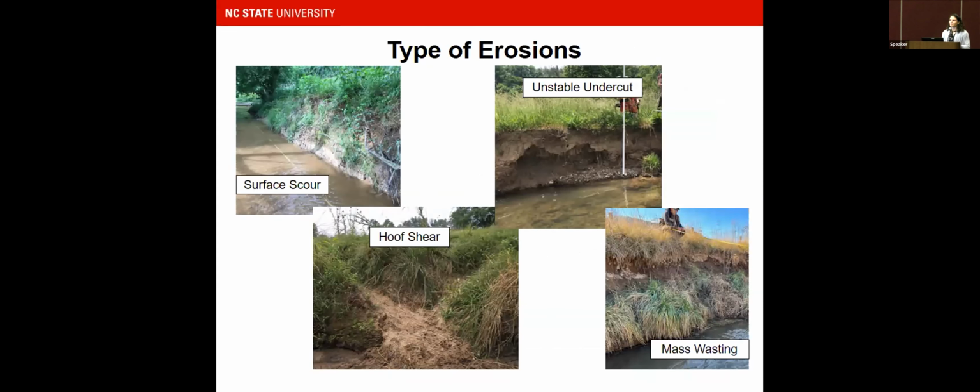While we were out in the field, besides applying BEHI and NBS, we also qualified the type of erosion. So either identifying the bank as a stable bank, where there was no erosion; if it had surface scour, so just that top layer is being washed away by the water; if there's hoof shear, so obviously if you have any livestock that aren't fenced away from the stream, they trample the stream bank; or if you have unstable undercut, where the toe of the bank is eroded away and the top part of the bank is left overhanging, and then that eventually falls, leading to mass wasting.